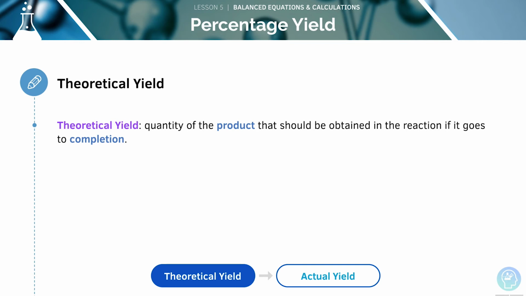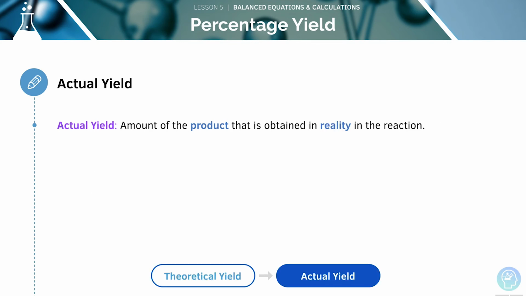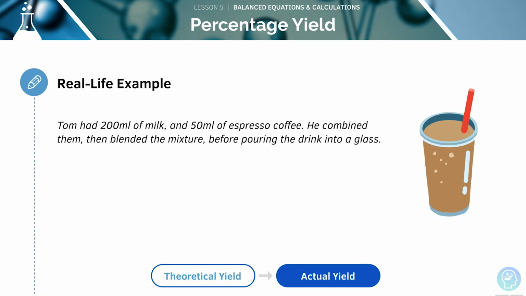The theoretical yield is the amount of product we would get in a complete reaction. In other words, neither the reactants nor the products are lost in this reaction. However, this relies on one very important assumption, which is that there is no transfer of chemicals to or from the reaction. The actual yield is the amount of product that is obtained in reality in the reaction. It is smaller than the theoretical yield for a few reasons.